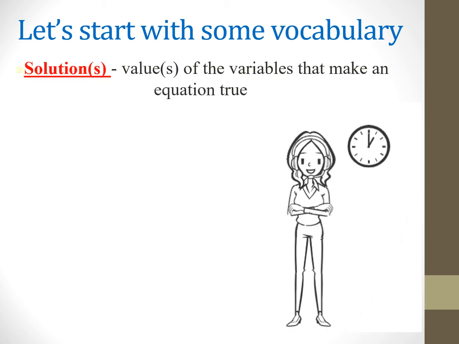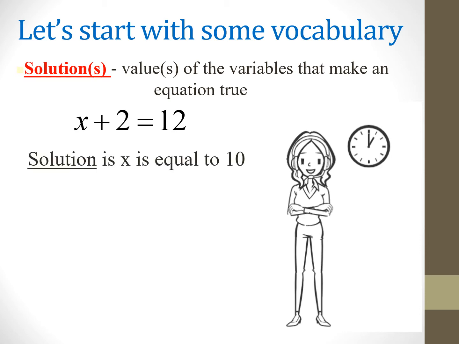A solution is a value or values of a variable that make an equation true. So you can have one solution, two solutions, or many solutions. So x plus 2 equals 12 is your equation, but your solution is x is equal to 10 because that's the value that makes that equation true.